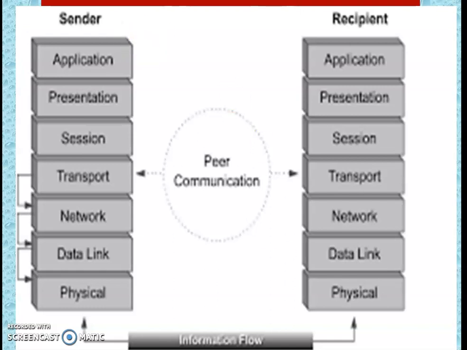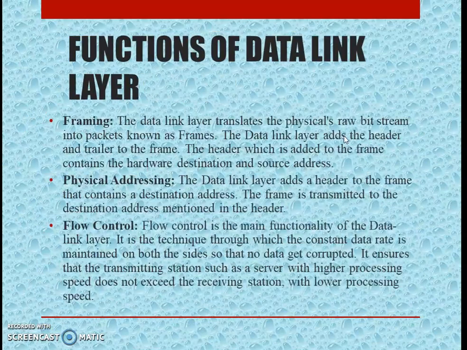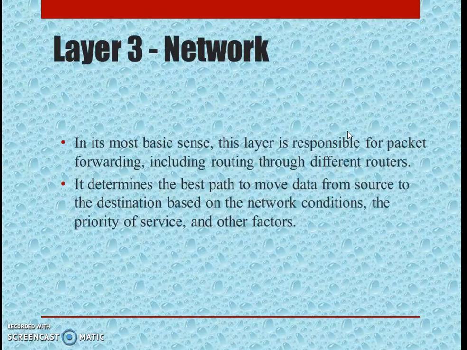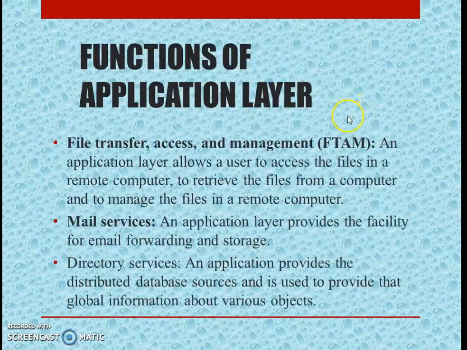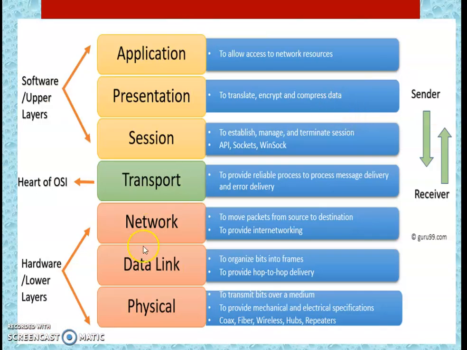See here, when we are sending the mail from the sender side, the data passes from the application layer to the physical layer, and then on the receiver side it passes from the physical layer to the application layer. These three layers, physical, data link and network layer, are called hardware layers or lower layers, and session, presentation and application layer are called upper layers or software layers, and the heart of the OSI is called the transport layer.